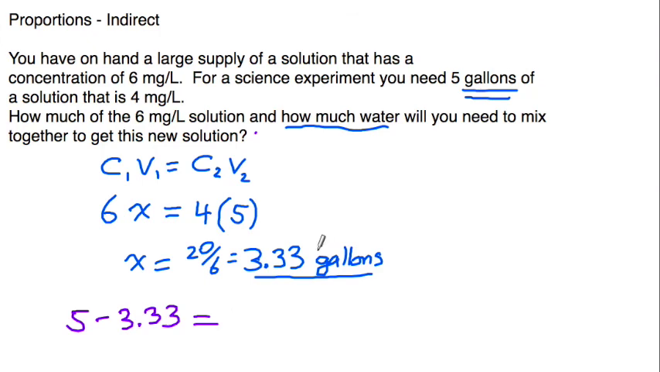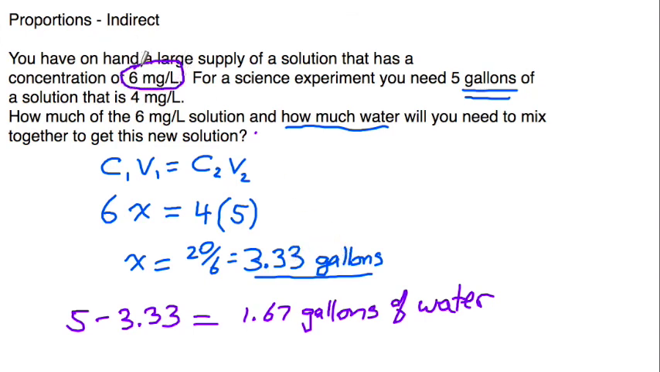of 1.67. And this is of water. So when you mix 1.67 gallons of water with the 3.33 gallons of the 6 milligrams per liter solution, you will end up with that solution, the 4 milligrams per liter.